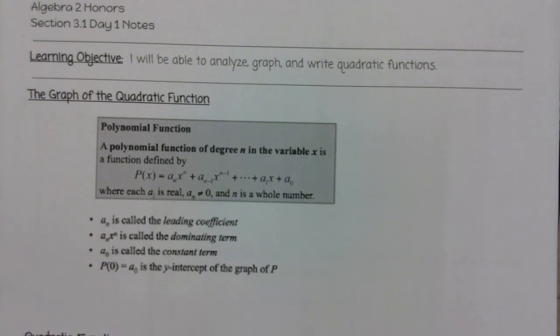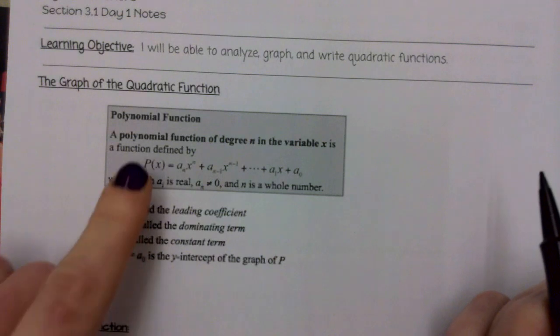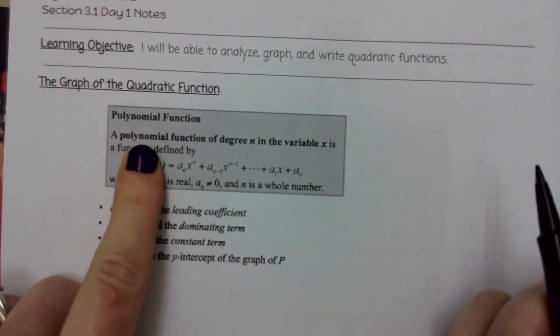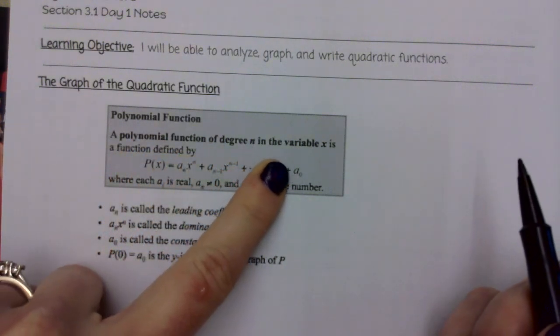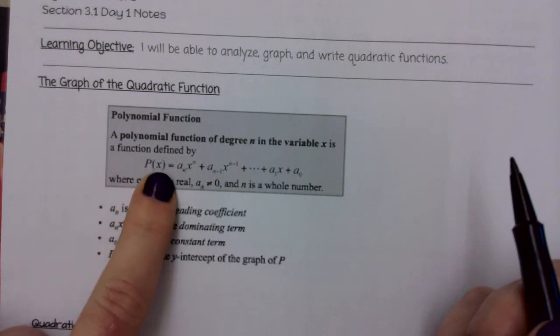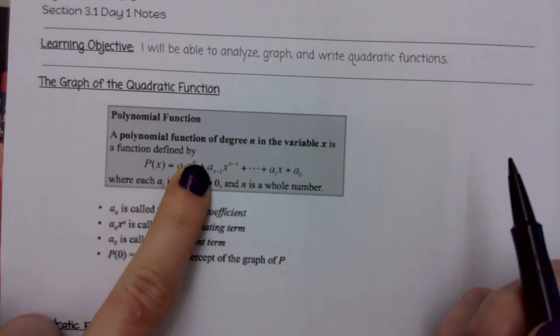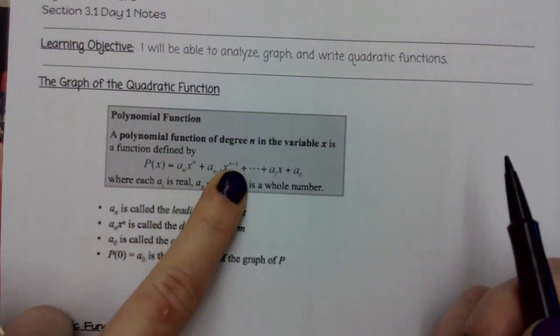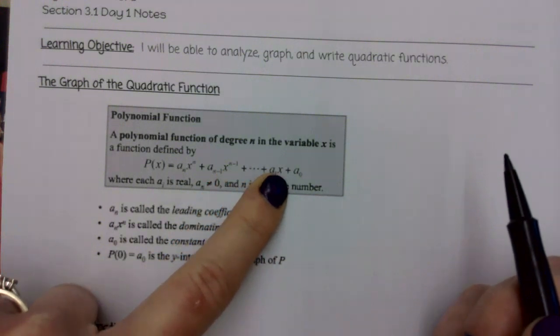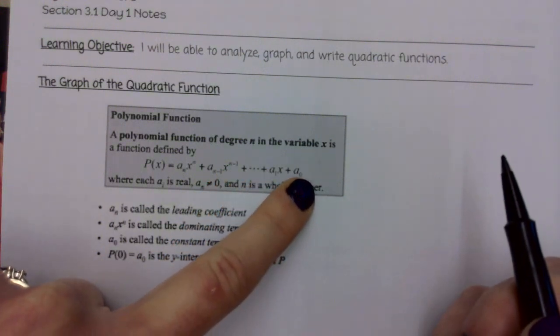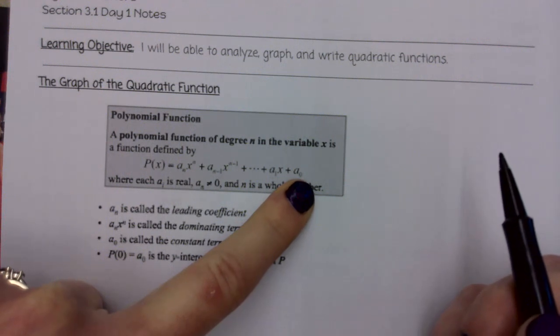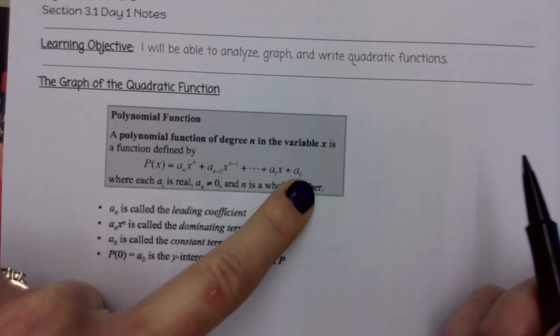So first thing is, we are going to start talking about polynomial functions. A polynomial function of degree n in the variable x is a function defined by a sub n x to the n, plus a sub n minus 1 x to the n minus 1, and so on until you get a sub 0, which would mean that it's a constant and has no variable associated with it.